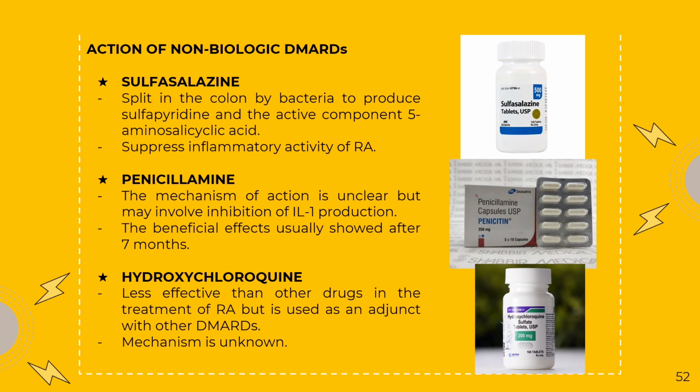The fourth one is hydroxychloroquine. This drug is less effective than other drugs in the treatment of rheumatoid arthritis, but is used as an adjunct with other disease-modifying anti-rheumatoid drugs such as methotrexate, and the mechanism is also unknown.